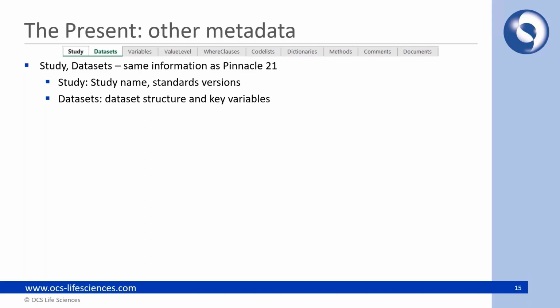As for the rest of the metadata, I don't have more images for you, but I do have a quick list of everything else. So for study level and dataset level, we get the same information as Pinnacle 21. Pinnacle 21 Community was already very, very complete at these levels. So that means that we can get the study name, we can get the standards versions. For the datasets, we can get the class, the structure, and the key variables.